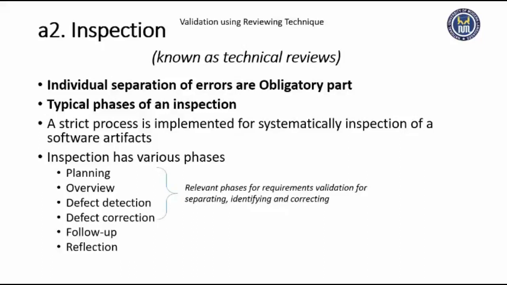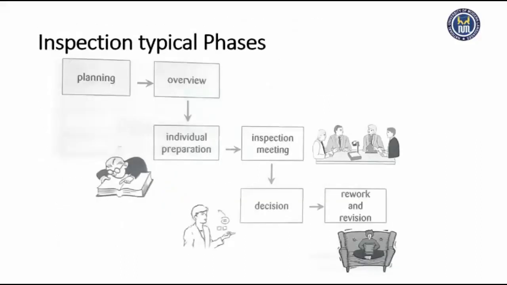So if we have any prototype, we need to be very strict to get the answers and review to validate it with the auditors. So let's check out the typical phases of inspection. So we have planning, we have overview. The individuals are preparing. Inspection meetings are called at the venue. They take some decisions and revision or rework is given to the author again.